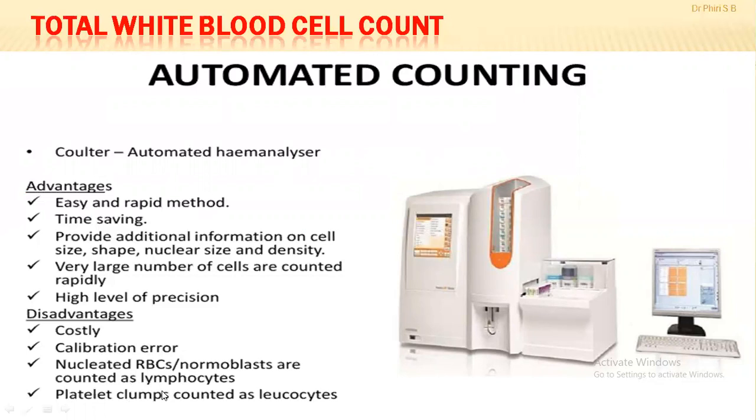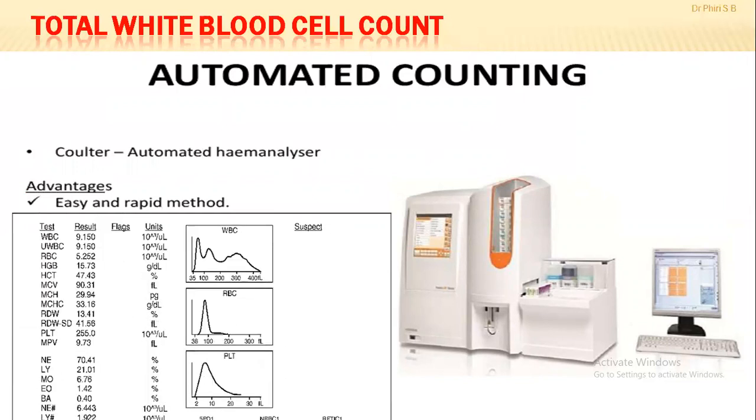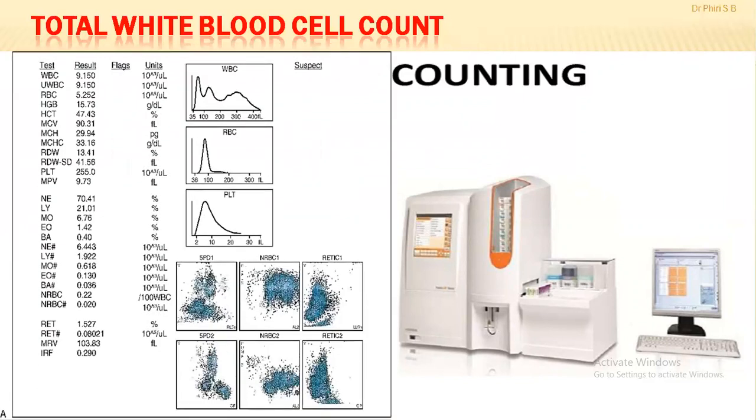Then platelet clumps are counted as leukocytes. So if you have clumping of these platelets, that can also result in this machine counting it as a white blood cell or a leukocyte. So these are just some of the disadvantages that come with this machine. There are more advantages than disadvantages. So these are the results that you can produce from this machine.